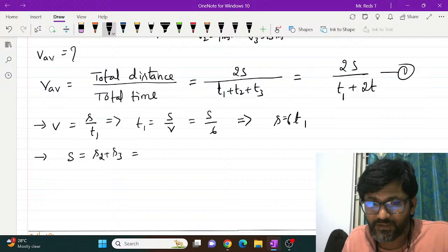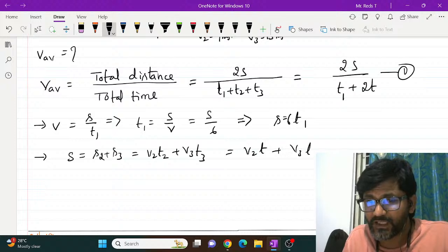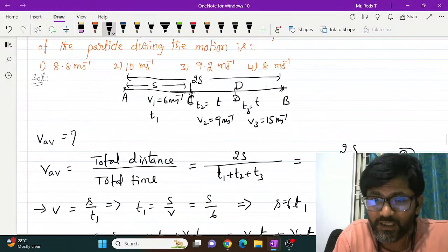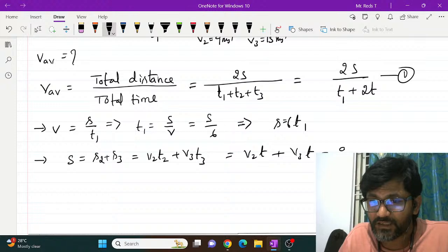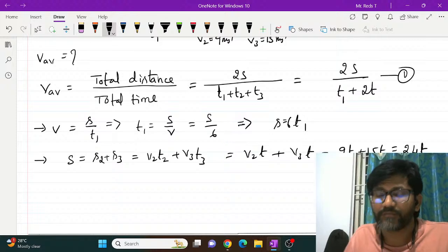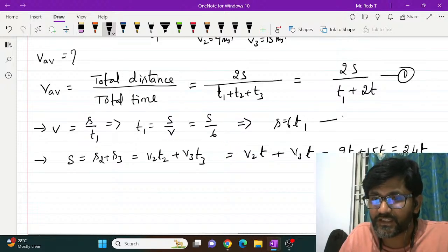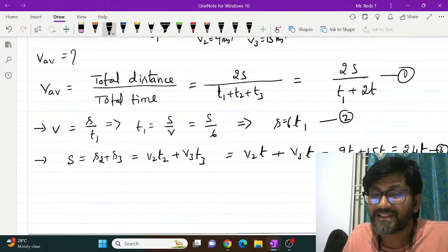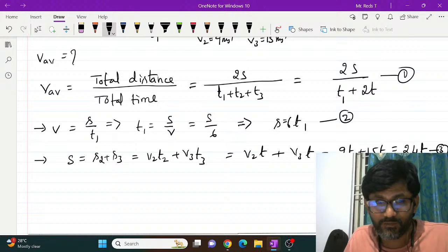So in terms of velocity, S is V2T2 plus V3T3, but T2 and T3 are equal to T, so you can take V2T plus V3T. V2 is 9, V3 is 15, so 9T plus 15T is equal to 24T. So S is equal to 6T1 we take as equation 2, and this we take as equation 3. Equation 3 says S is equal to 24T, equation 2 says S is equal to 6T1. Both are equal to S only.